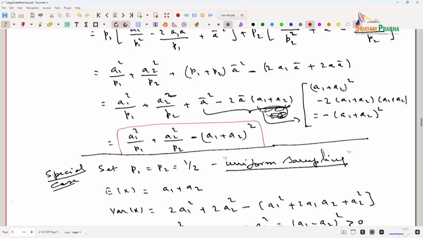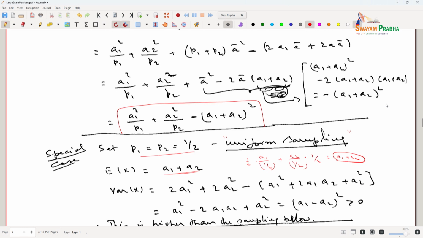In the special case, expected value, look at this now: A1 by half plus A2 by half is equal to 2 times half, times half, that is equal to A1 plus A2. So, that is the expected value when P1 is equal to P2 is equal to half, uniform distribution.